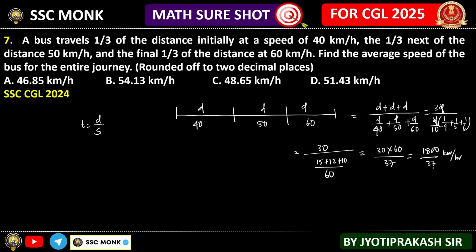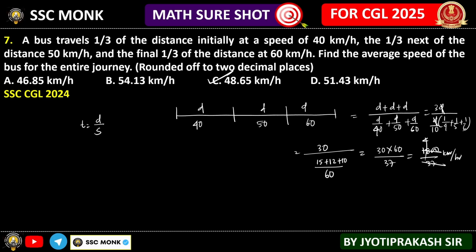37 into 50 is more than 1800, right? Because 5 7s are 35, 5 3s are 15. So it is 1850. So the answer will be less than 50. Now, second thing, 37 into 4 is equal to what? 148, so 180 minus 148 is equal to what? 32, then 0, 320. See, here it is 320 divided by 37. 37 into 8 is equal to what? 296. So this will be 48.65 km per hour. Clear?